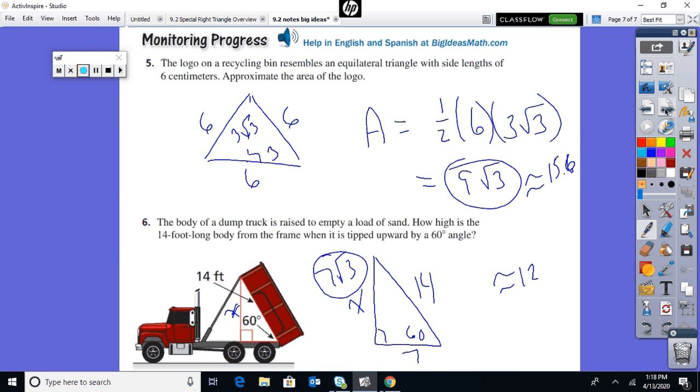All right, and our last two problems. Number 5, hopefully you got something like 9 roots of 3. You want to find the area of that. Base is 6, height 3 roots of 3. And again, that comes from taking the 3 and multiplying it by the square root of 3. Then number 6, you're tipping it up at a 60-degree angle, and it was 14 long, so that's your hypotenuse. So cut the 14 in half to get the side opposite 30, and then multiply that by the square root of 3. All right, guys, rewatch it if you need to.